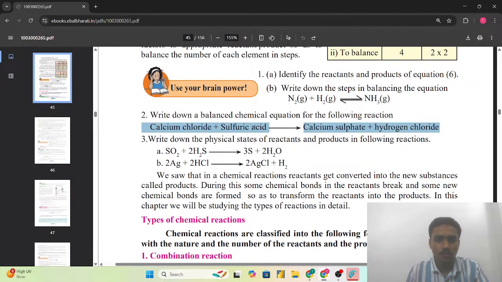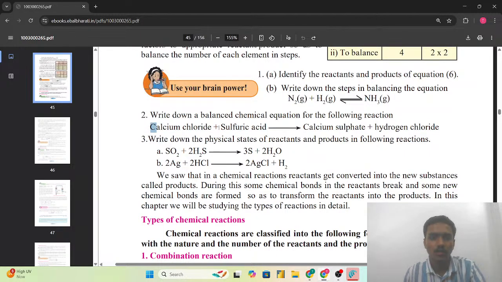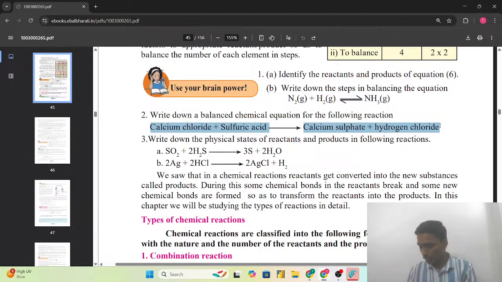So we are having again the reaction: calcium chloride plus sulfuric acid gives calcium sulfate plus hydrogen chloride. So this is the reaction. You have to write down this, and also you can comment the stoichiometric factors which will be coming, to balance this reaction. So that answer you can give in the live chat and in the comment box also.